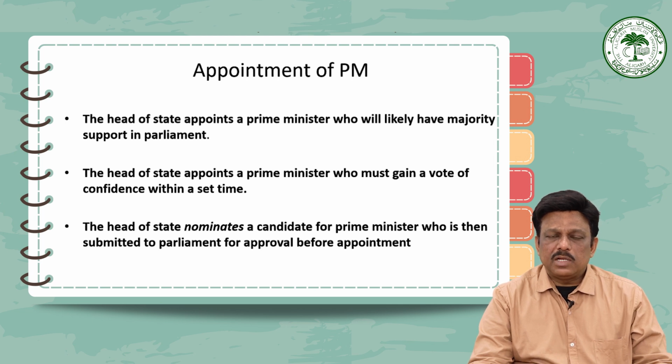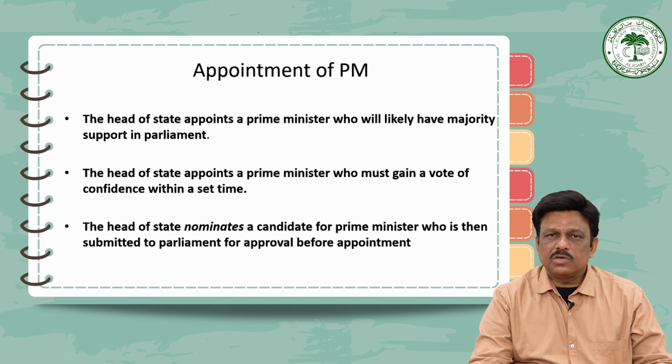Now, implementation of parliamentary system can also differ as to how the Prime Minister and government are appointed and whether the government needs the explicit approval of the Parliament rather than just the absence of its disapproval. Some countries, such as India, also require the Prime Minister to be a member of legislature, though in other countries this only exists as a convention. Now, the head of the state appoints a Prime Minister who will likely have majority support in Parliament. Now, that is the first way of nominating or electing the head of the government.